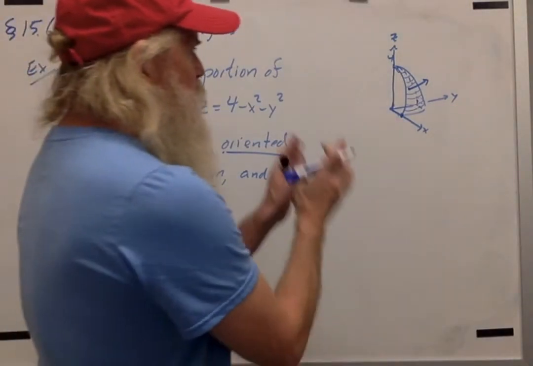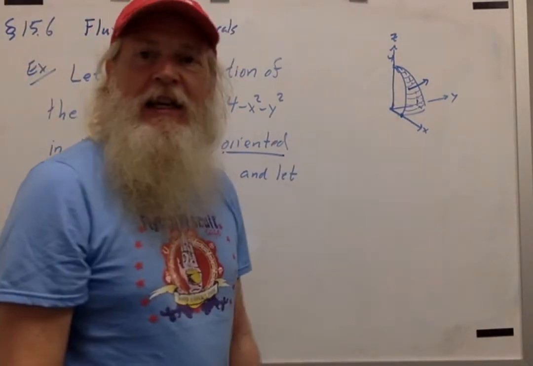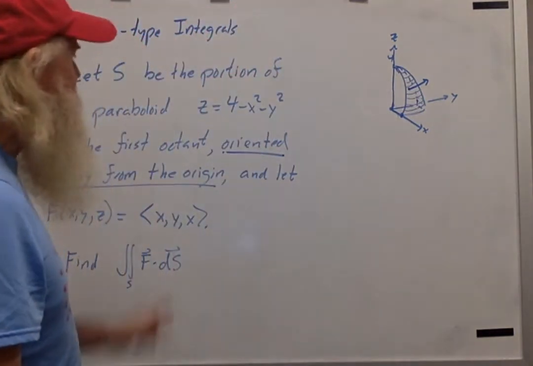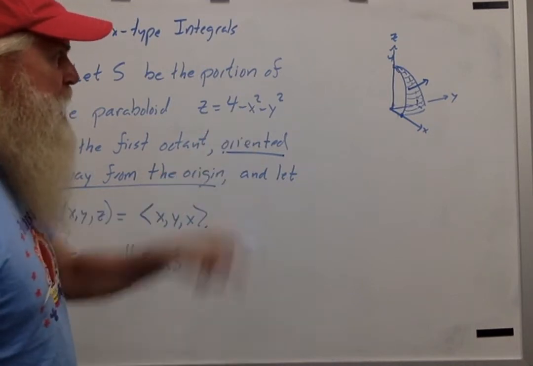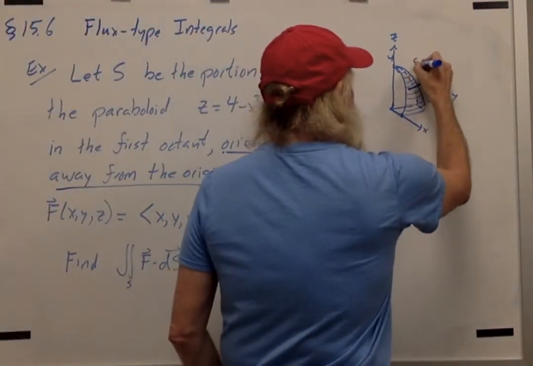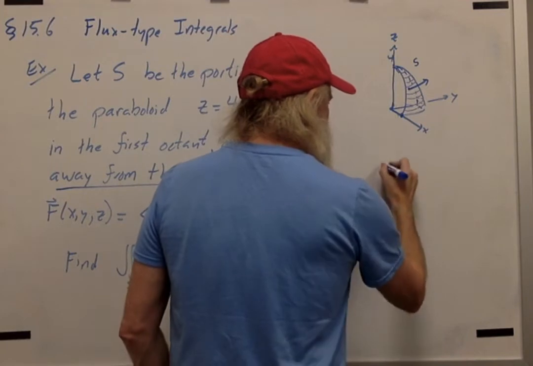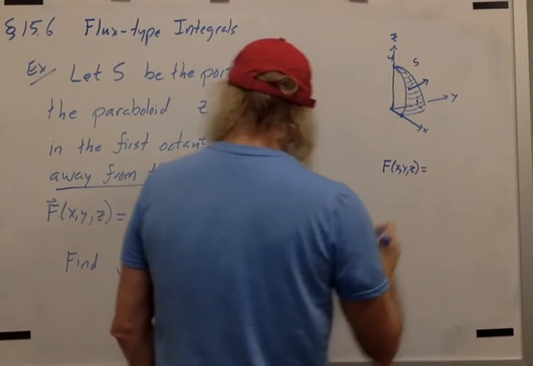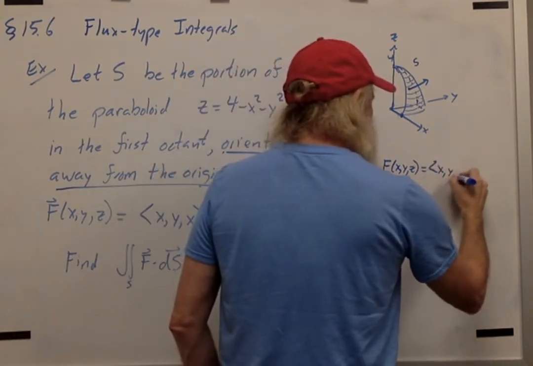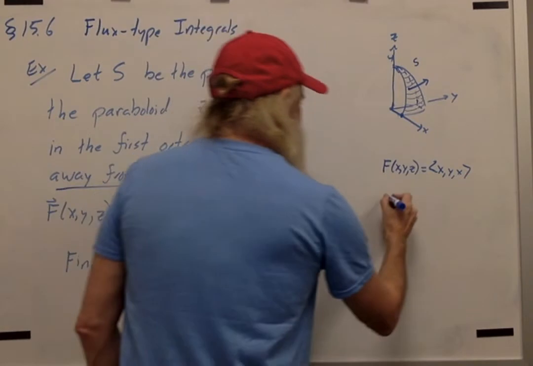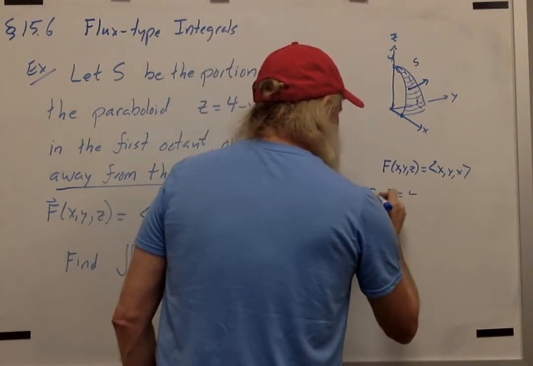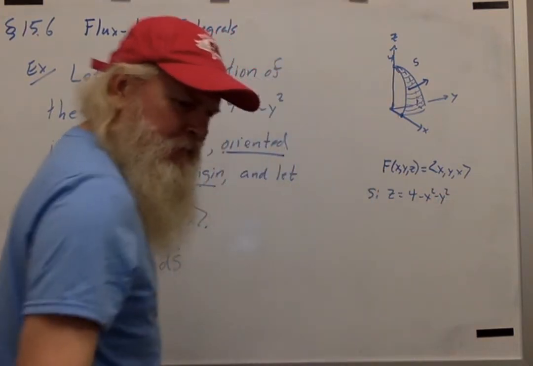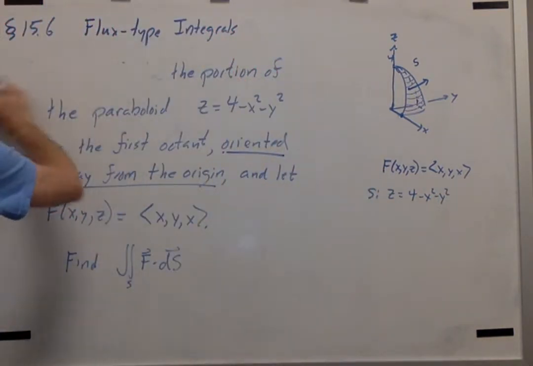Of course, the way that we'll restrict it being just in the first octant is by putting restrictions on the parameters. So now, our first step in solving this problem is going to be to parameterize this surface S. So let me just make a note down here about what my vector field is. F of x, y, and z is equal to x, y, x, and my surface is z equals 4 minus x squared minus y squared. With those notes, I can erase everything over here.